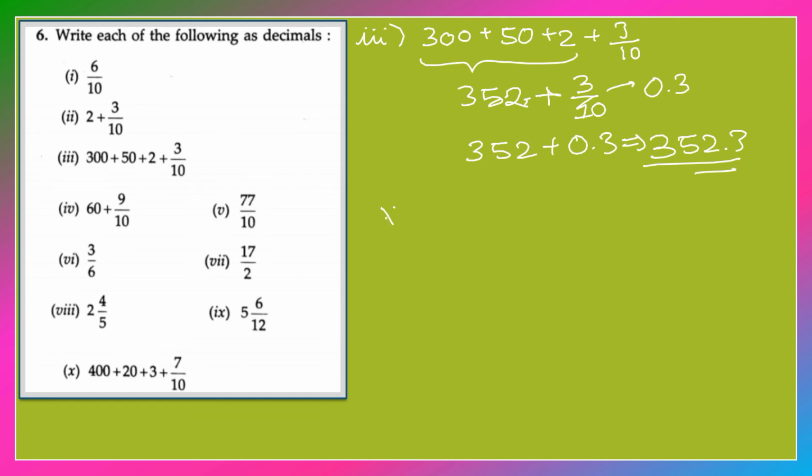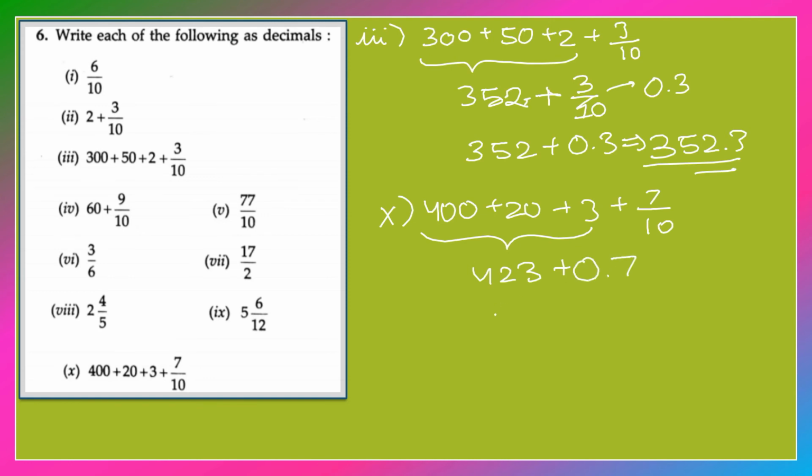Now for the tenth part, we have 400 plus 20 plus 3 plus 7 upon 10, which equals 400 plus 20 plus 3 equals 423, plus 7 upon 10, which equals 0.7. It equals 423.7. And this is again the answer. Okay friends, so now let's solve the next question, because the rest of the parts I think you can solve yourself.